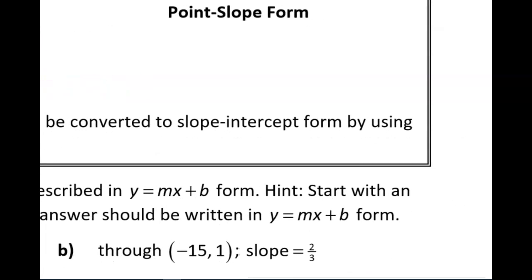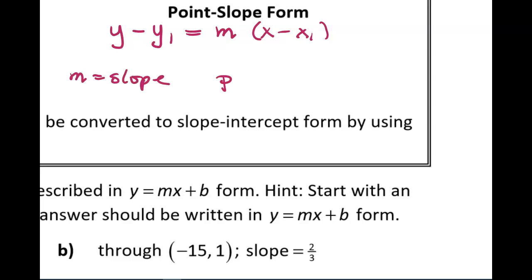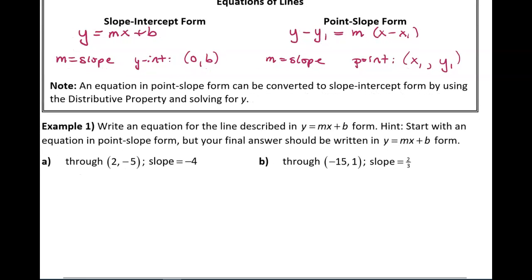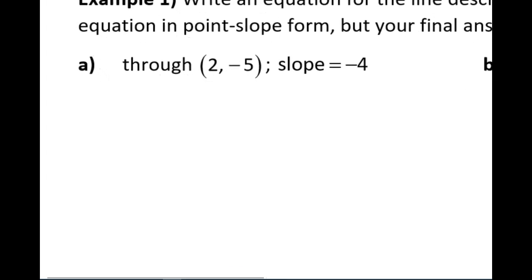Now, we're also going to use the point slope form. The point slope form is y minus y1 equals m times x minus x1, where m is again the slope, but this time there's a point on the line, not necessarily the y-intercept, and the coordinates of that point are x1, comma y1. And when all is said and done, we're going to convert that point slope form into y equals mx plus b form by using the distributive property and then solving for y. So let's see how this works in example 1a.